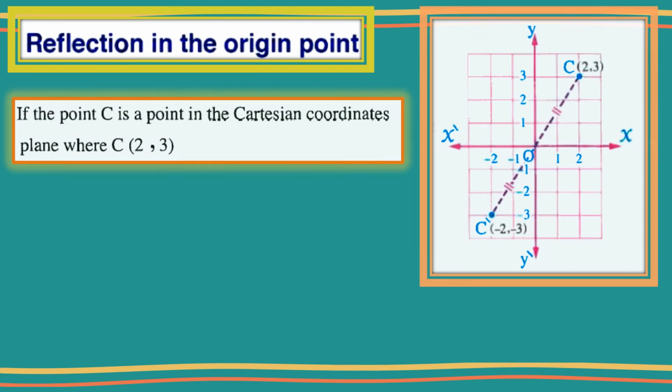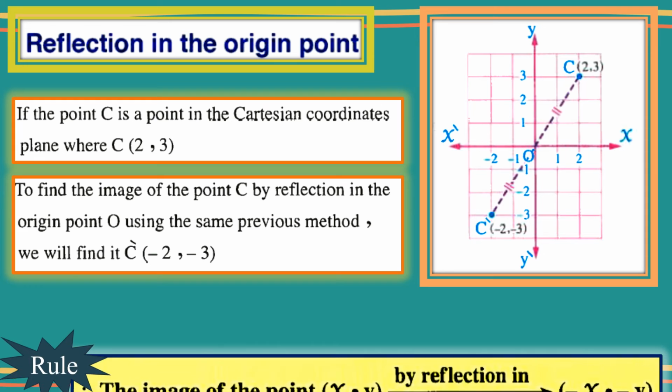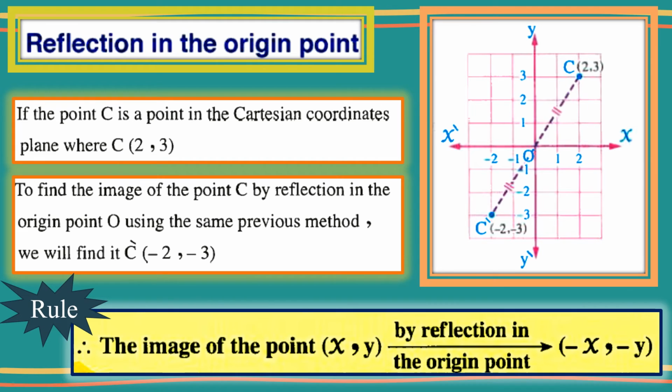Reflection in the origin point. The point C is a point in the Cartesian coordinate plane where C is (2, 3). To find the image of the point C by reflection in the origin point O using the same previous method, we will find C dash is (-2, -3). So now we have a new rule. The image of the point (x, y) by reflection in the origin, we must change the sign of the x and y coordinates. It becomes (-x, -y).